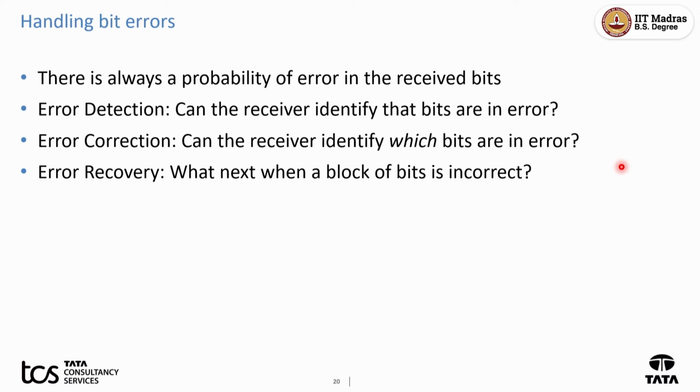In spite of all this, even if you do error correction, after that you still have to do error detection, and we give up at the signal and bits level and say, this has gone wrong, this packet is wrong, we can't do anything about it. What do you do in those cases? What next when we know that a block of bits is incorrect? So we'll look at all these three one after the other.